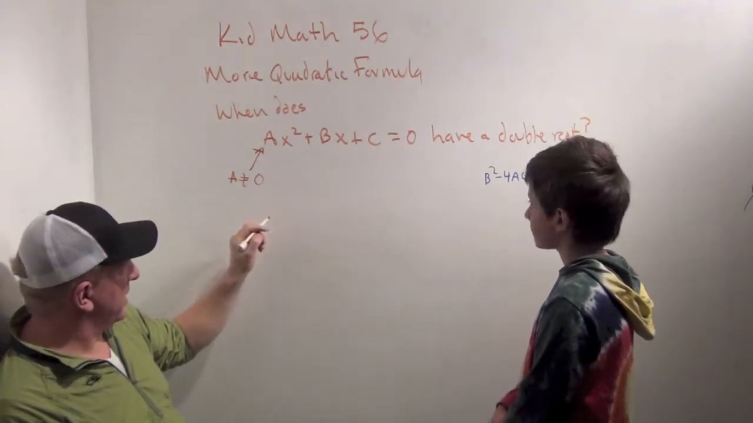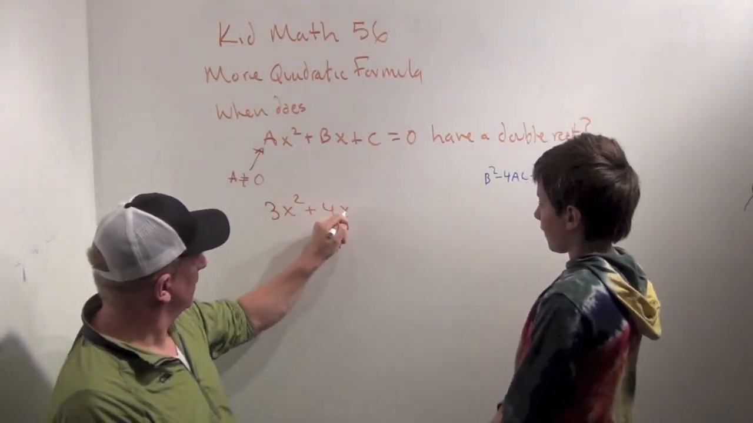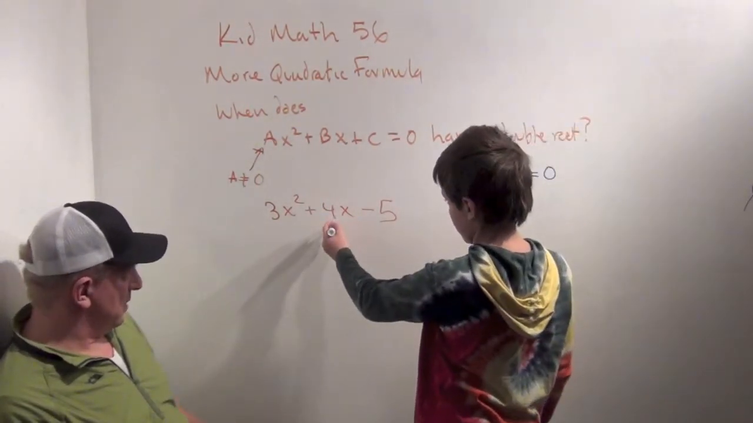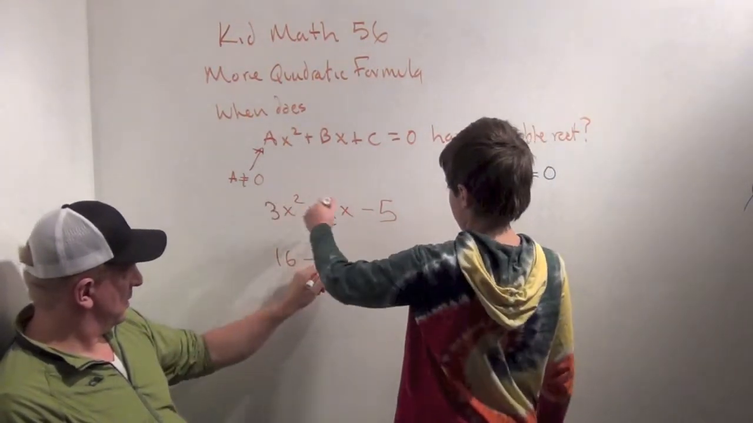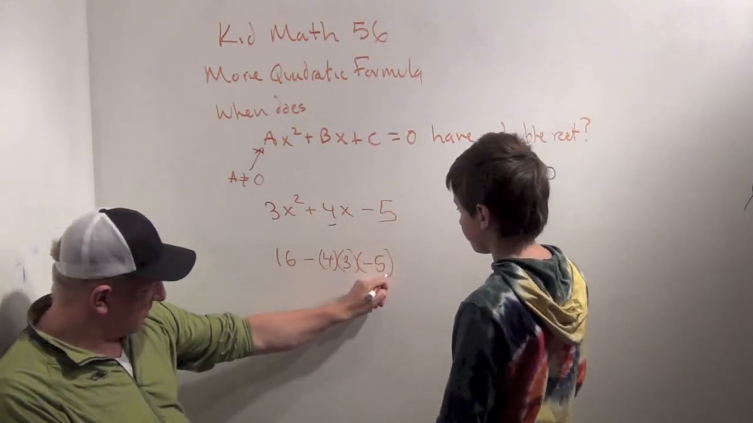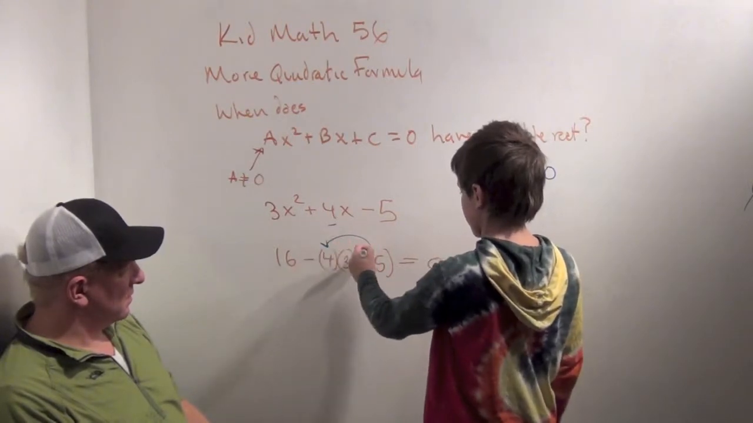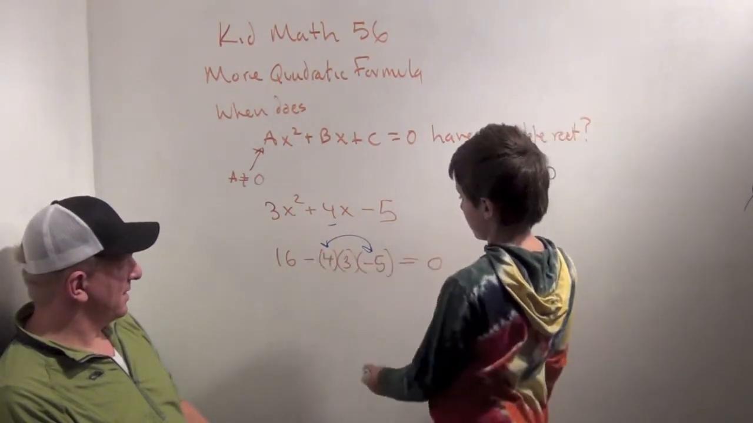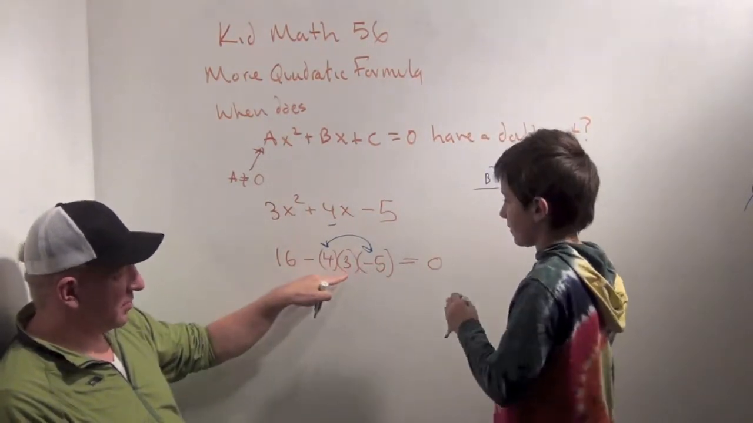Okay, so let's just pick an equation. You tell me one. Let's do 3x squared plus 4x minus 5. All right, so b squared is 16, minus 4 times 3 times minus 5. Now, is this equal to 0? No, this is larger than 16. Wait, my bad. It's larger because you have minus 4 times minus 5 here. So this is 16 plus 20 times 3, which is 60.